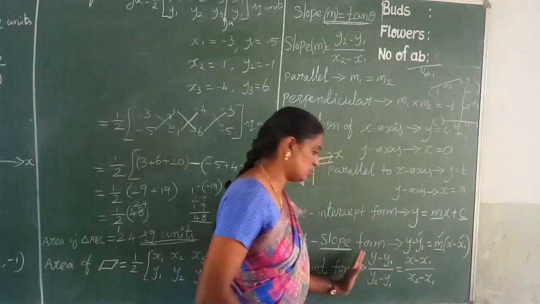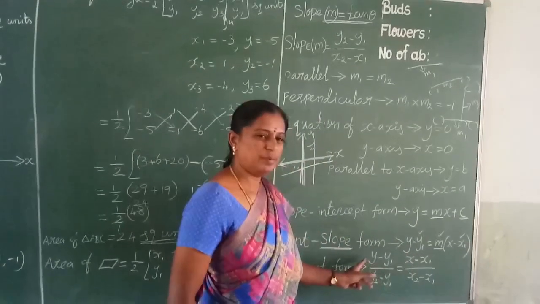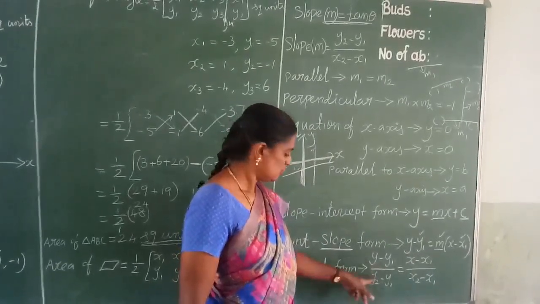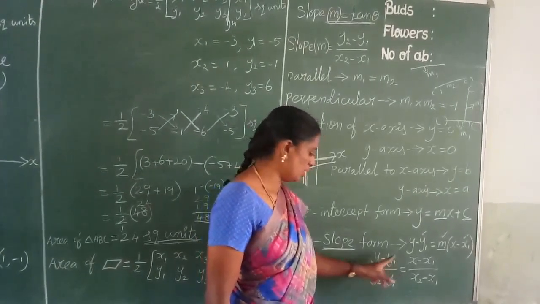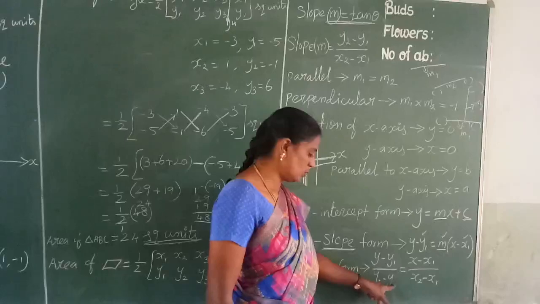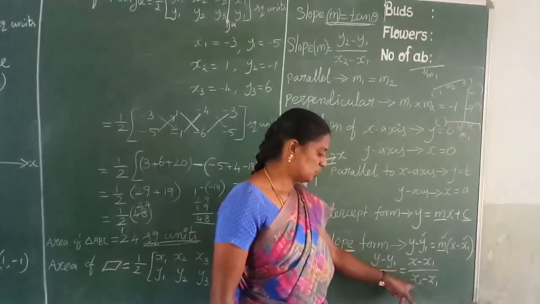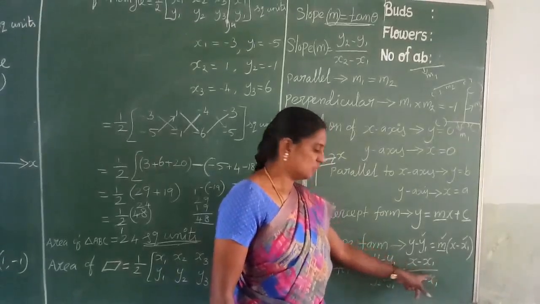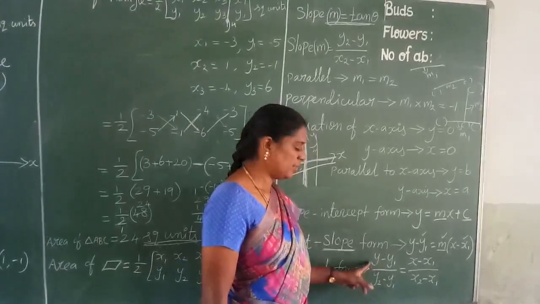So by cross multiplication, this formula can be written in 4 methods. You keep any one method in mind. We consider this method: y minus y1 by y2 minus y1 is equal to x minus x1 by x2 minus x1. This type of question is a very important question. These are the 5 mark questions.